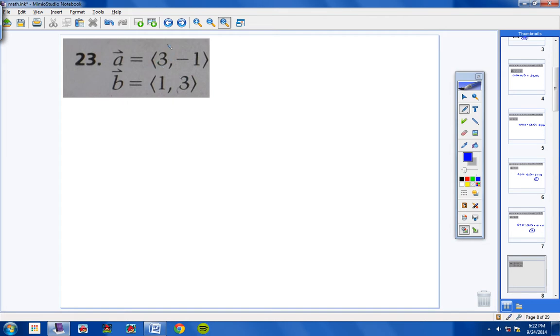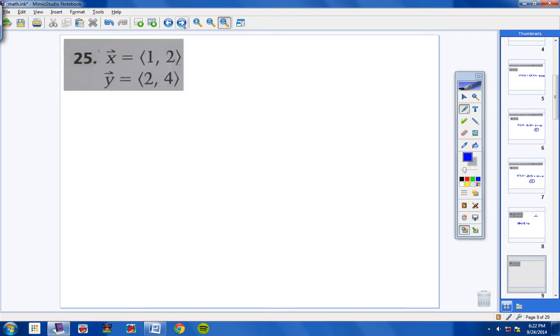Okay, first number here times first number here. So 3. It doesn't matter which order you go in. So 3 times 1 is 3. And then second number times second number, -1 times 3 is -3. And you add those together. So 3 plus -3 is 0. So that was pretty easy. Those two vectors are perpendicular.